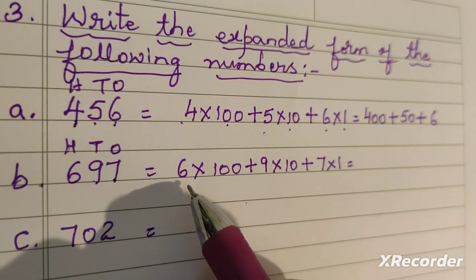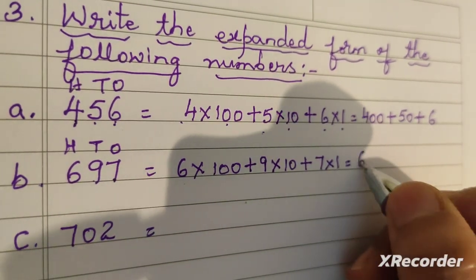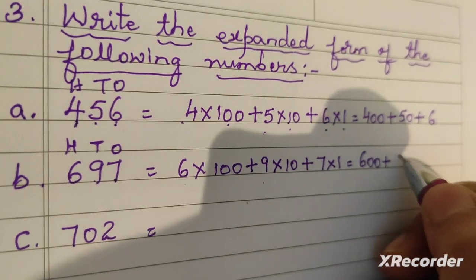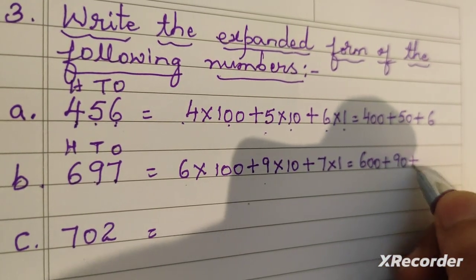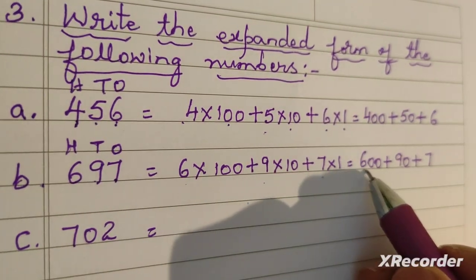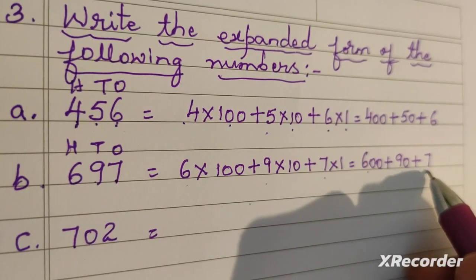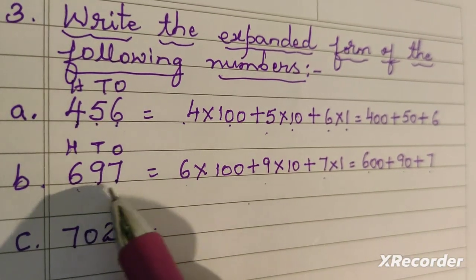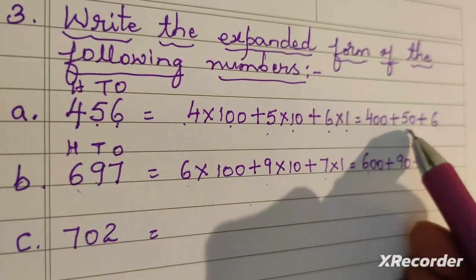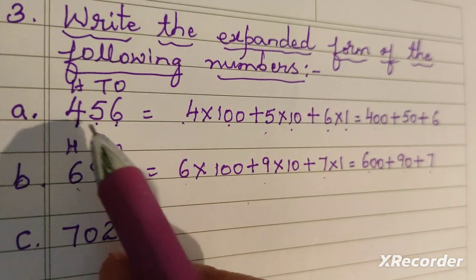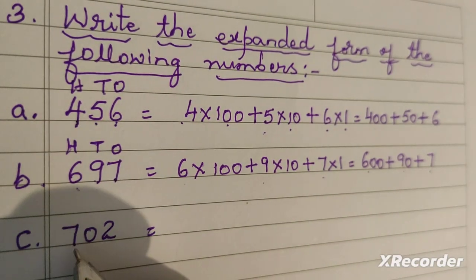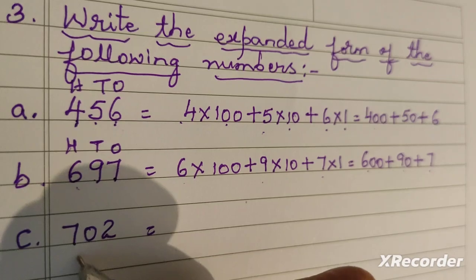Now multiply. 6 into 100 is 600 plus 9 into 10, 90, plus 7 into 1, 7. So 600 plus 90 plus 7 is 697. Here also 400 plus 50 plus 6 is 456. Now next number is 702.